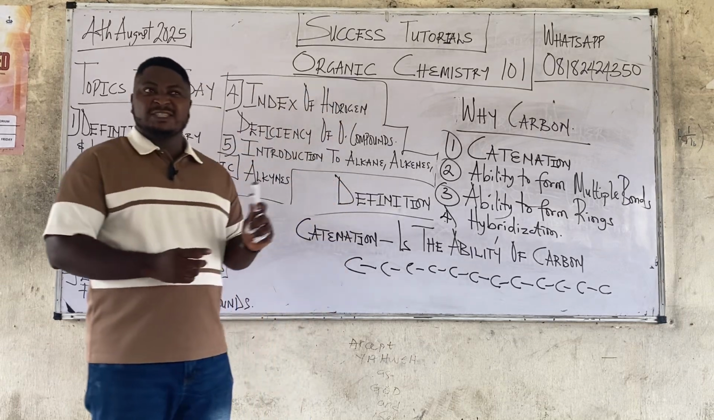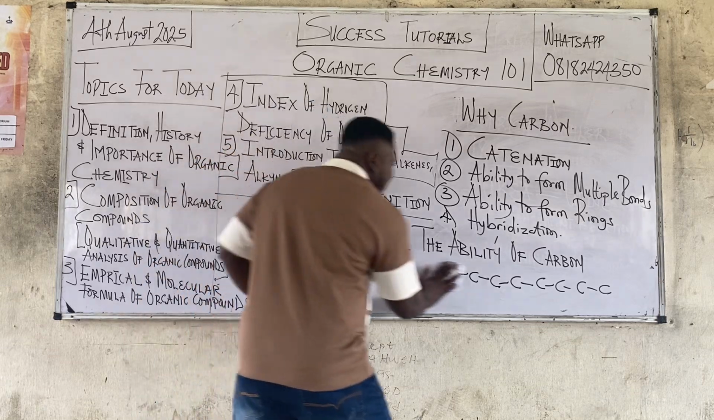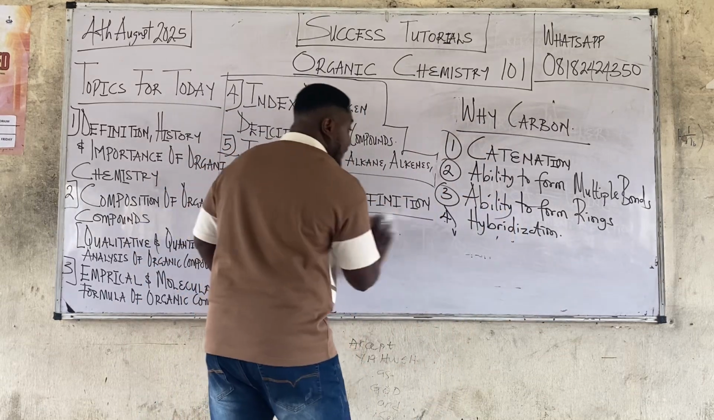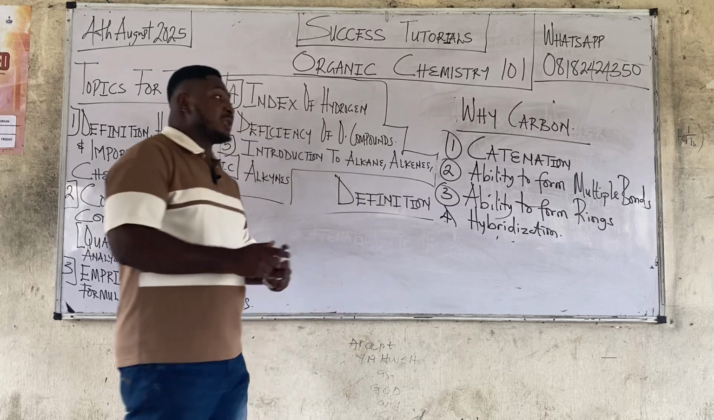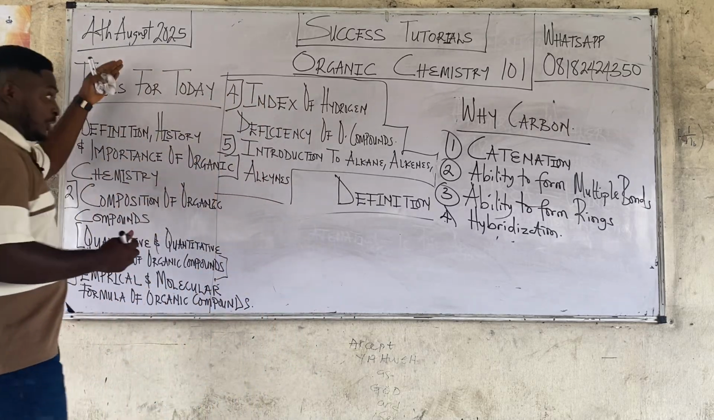So this is the first special property of what? Carbon. The second property of carbon that makes it found in all organic compounds is the ability to form multiple bonds.